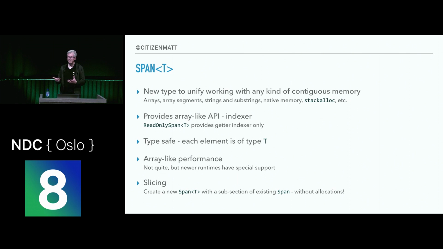So it looks like indexes, basically. You've got a get and a set. You've got the indexer with the square brackets. You've got get and set methods and so on. And there's also a ReadOnlySpan<T> type, which is read-only, and you've only got getters.